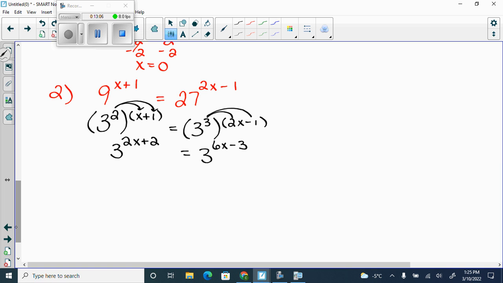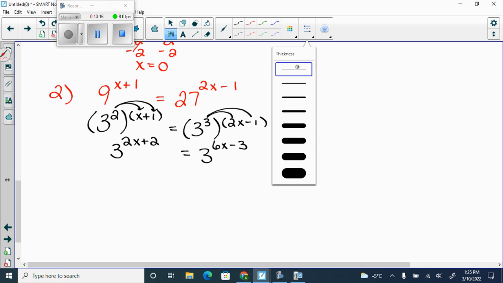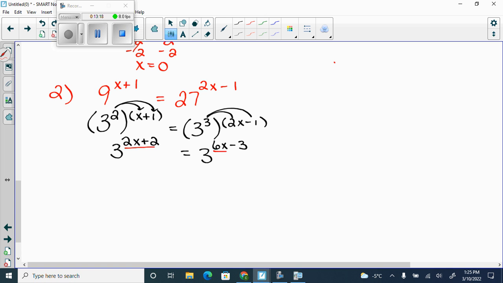Now if they're both base 3, what can I say? The exponents have to equal. So my next step always is to then write my exponents equal to each other. Because if this is 3 to the this and this is 3 to the that, those must equal. So I'm going to have 2x plus 2 equals 6x minus 3.